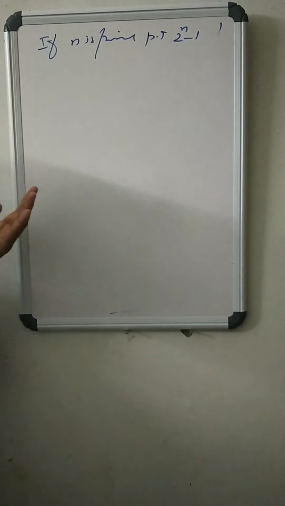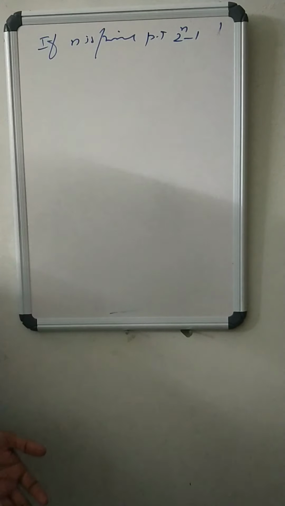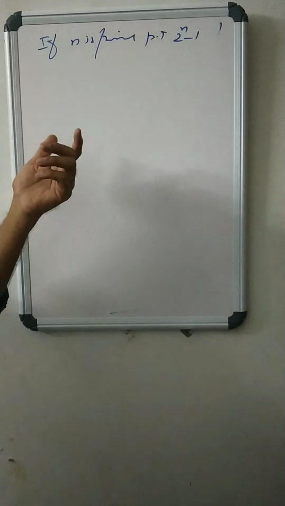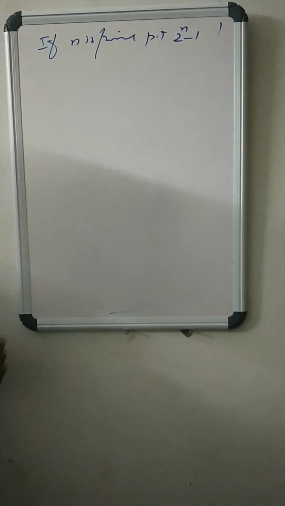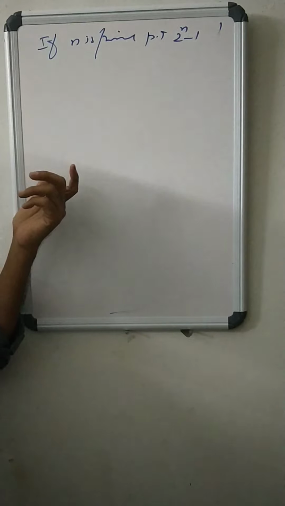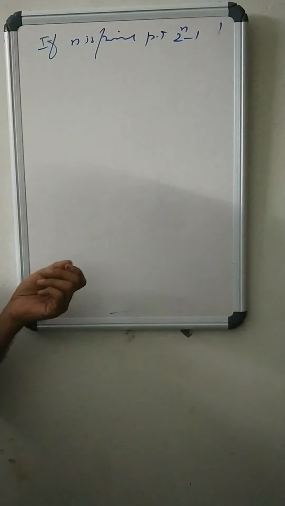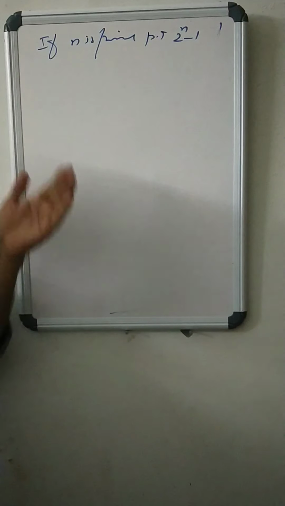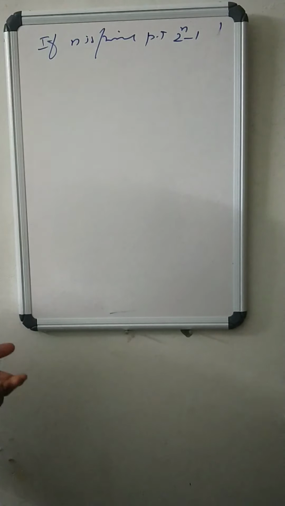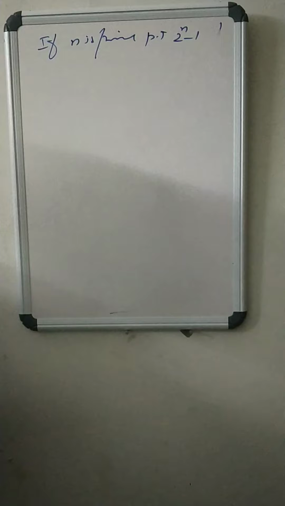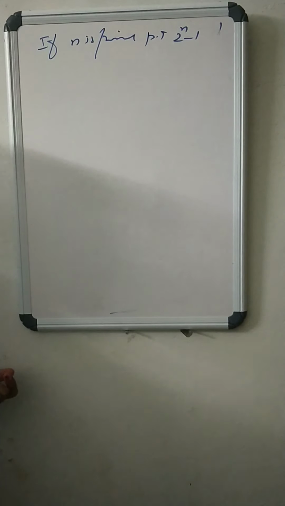When n is 2, 2 power 2, 4 minus 1, 3 is prime. When n is 3, 2 cube 8 minus 1, 7 is prime. When n is 5, 2 power 5, 32 minus 1, 31 is a prime. So, if you apply different values of n, the result is immediate. But how can you prove this in a general form? If n is prime, prove that 2 power n minus 1 is also a prime.